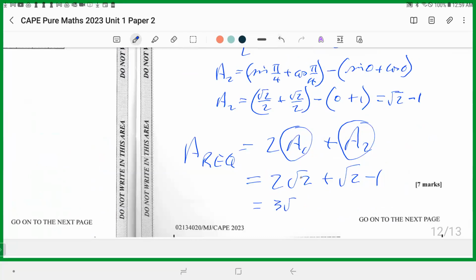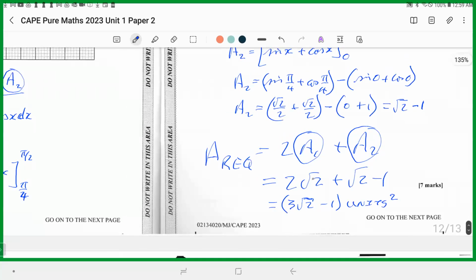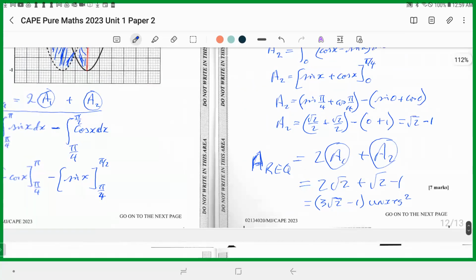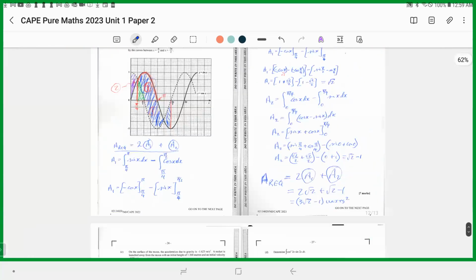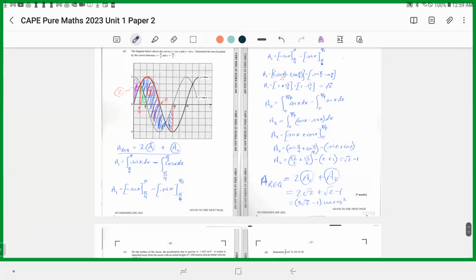3 root 2 minus 1. I have to say units squared. I like this question, I like it a lot. This was a nice question. This question will test you in an exam and separate men from boys, because you really have to drill down and look at it carefully.